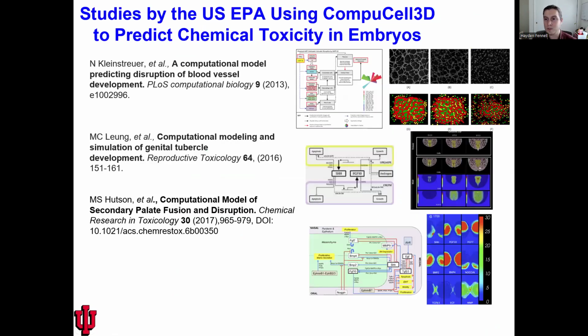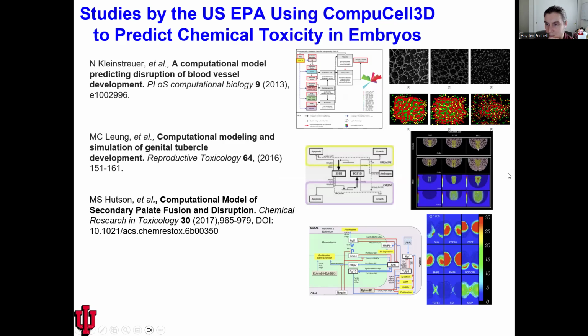A few other examples of research outside of our group using CompuCell. CompuCell models of predicting disruption of blood vessel development because of various causes. So how the blood vessels are disturbed during development. You can see here there are images of the blood vessels dissolving and deaggregating, falling apart. Also some computational modeling of genital tubercle development.